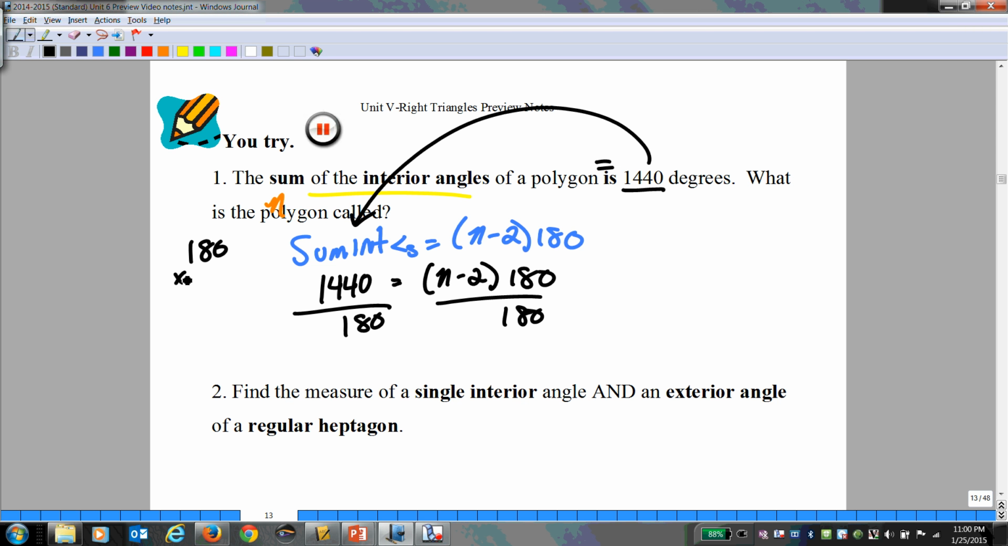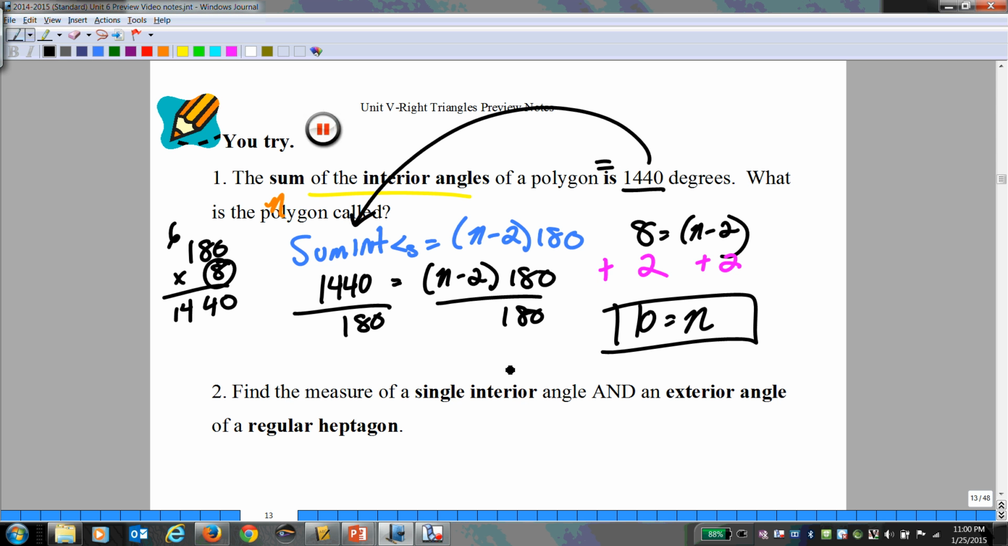I'm going to try 180 times 8. And so I know that's 8 right there. So I have 8 equals n minus 2. So I add 2 to both sides. So our n is 10, which means it's a decagon.